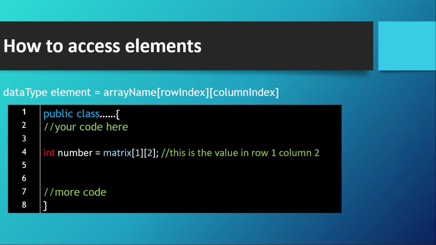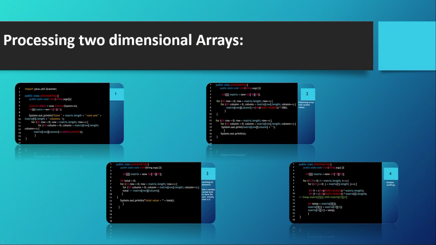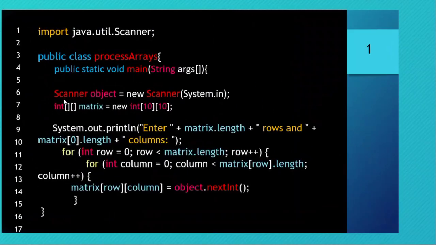So how to access elements in the array? Same as single dimensional arrays, but this time you have two brackets. If you want to get the number that is at row 1, column 2, you will get that type of value that is already specified in there. So processing two-dimensional arrays, we have this sort of syntax.